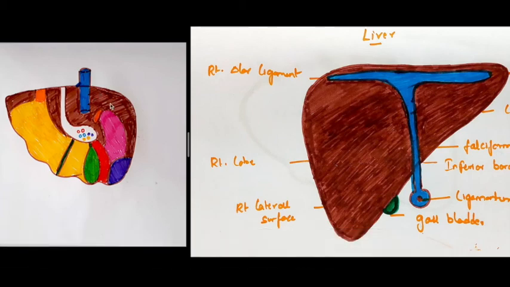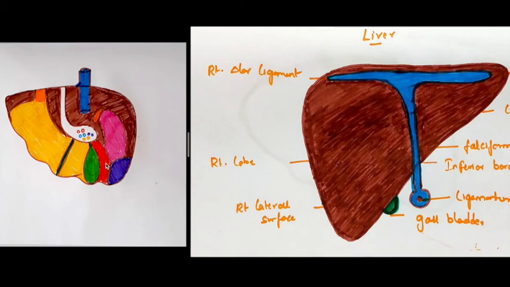See here, this is the posterior surface of the top of the right lobe of the liver. Here we will see one bare area. That is one of the peritoneal relations, and another one is the groove of the inferior vena cava. In this groove, we will see the lodgement of the inferior vena cava, and another one is the ligamentum venosum, and another one is the fossa of the gallbladder. In that fossa, there is a lodgement of the gallbladder. So these are the peritoneal relations.